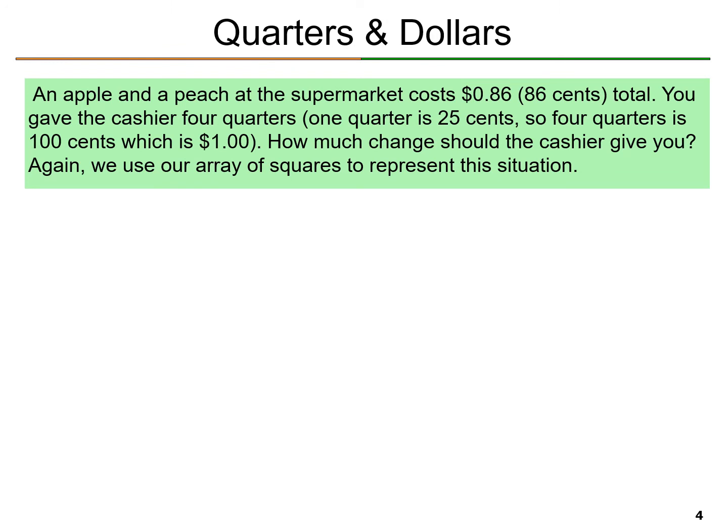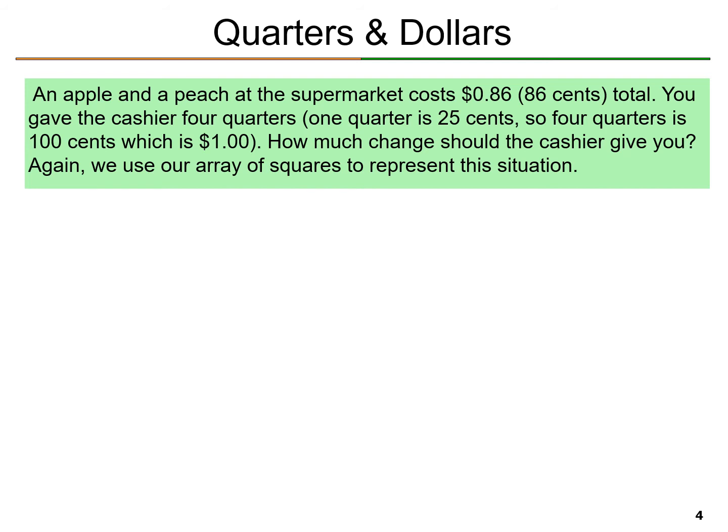Let's look at quarters and dollars. We have a problem. An apple and a peach at the supermarket cost a total of 86 cents. You gave the cashier 4 quarters. Each quarter is 25 cents. So that means that 4 quarters is 100 cents, which is $1. How much change should the cashier give you back?